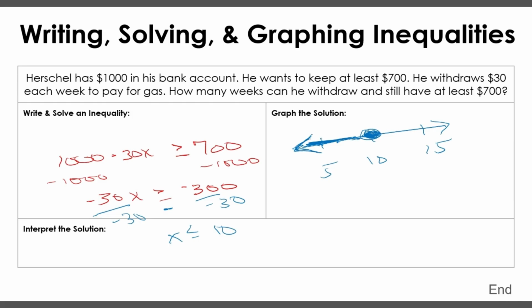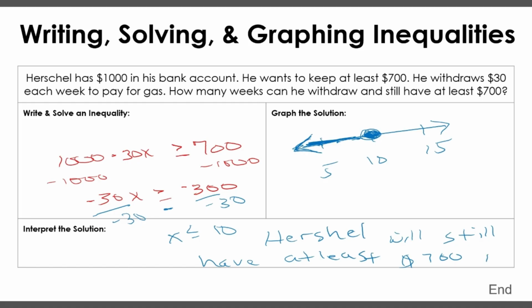So interpreting the solution, what this means is Herschel will still have at least $700 in his account if he withdraws for 10 weeks or less.